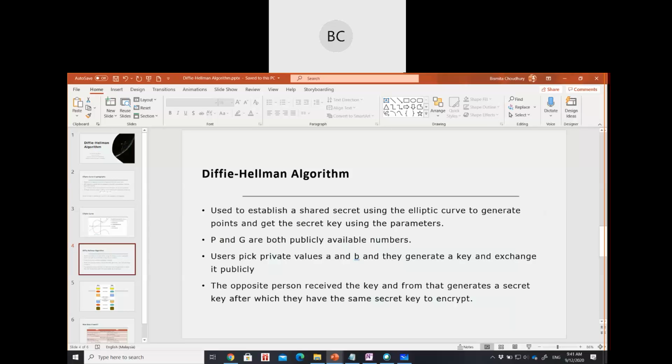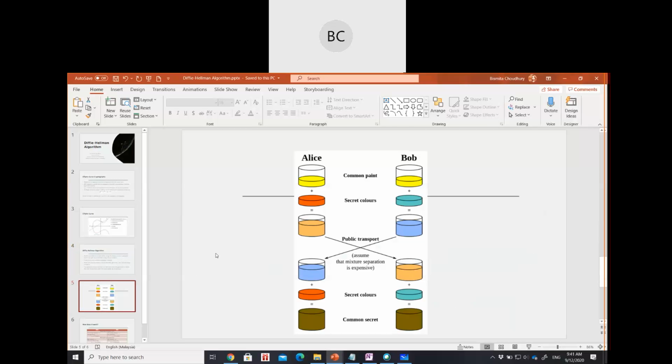The opposite person receives the key and from that generates a key, after which they have the same secret key to encrypt. If I represent this whole thing diagrammatically, suppose there are two users, Alice and Bob. There will be some common points which are known to both Alice and Bob. Then there will be secret keys. Here I represented the secret as a color. So Alice and Bob will have their own secret.